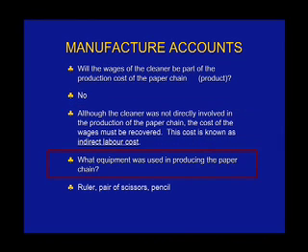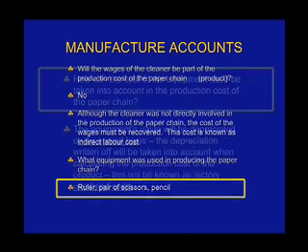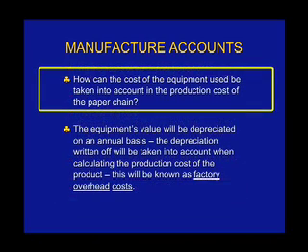Now you ask yourself the question, what equipment was used in producing the paper chain? We used a ruler, a pair of scissors, and a pencil. How can the cost of this equipment be taken into account in the production cost of the paper chain? We now refer you to items such as depreciation. Is that right, Ashraf? Absolutely.